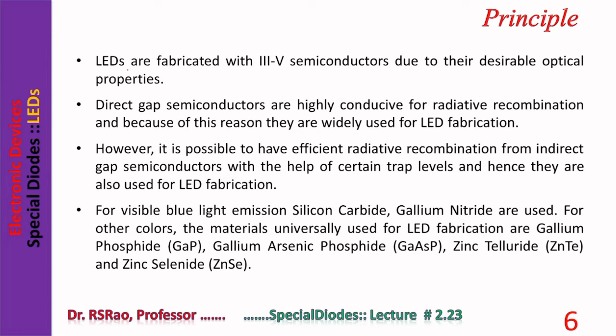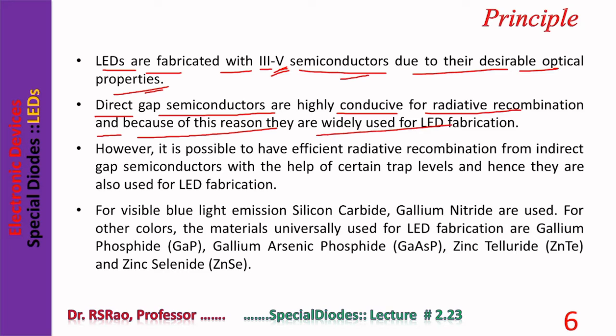Some more points regarding LEDs. LEDs are fabricated with 3-5 semiconductors due to their desirable optical properties. See, this 3-5 refers to the periodic table. Direct gap semiconductors are highly conducive for radiative recombination, and because of this reason they are widely used for LED fabrication. However, it is possible to have efficient radiative recombination from indirect gap semiconductors with the help of certain trap levels, and hence they are also used for LED fabrication.